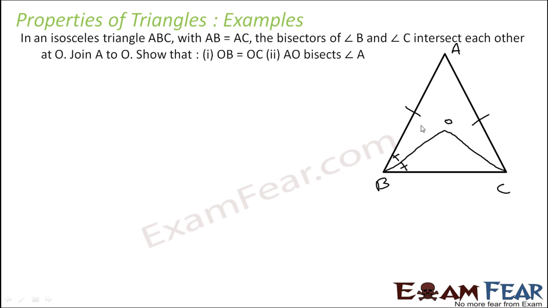This angle is equal to this angle. Since these sides are equal, all these four angles will be equal. This is just for a rough calculation, right? Because angle B is equal to angle C, half of angle B is equal to half of angle C. So all these four angles will be equal. So we have joined A to O. So let's join this also.